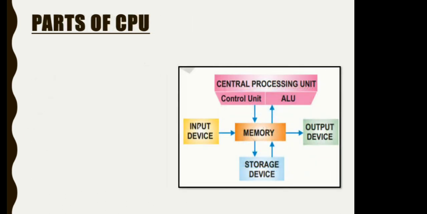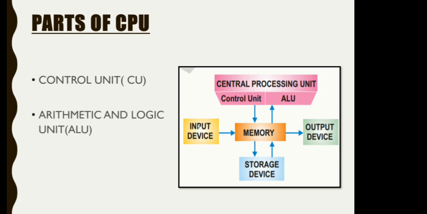Next one is parts of CPU. CPU contains the following parts. First one is control unit and the second one is arithmetic and logic unit. So students, again I am repeating, there are two parts of CPU, control unit and arithmetic and logic unit. These two components work together to perform different processing operations. Let us have a look at these parts one by one.